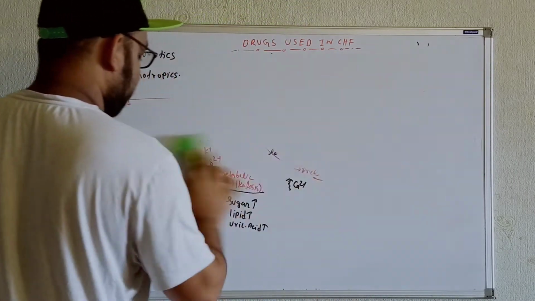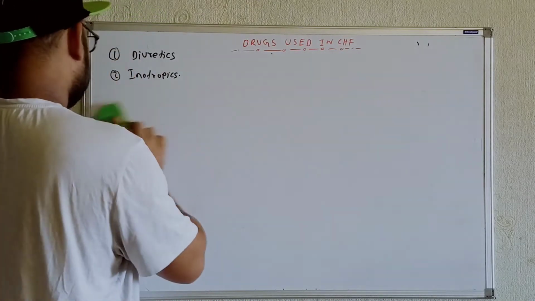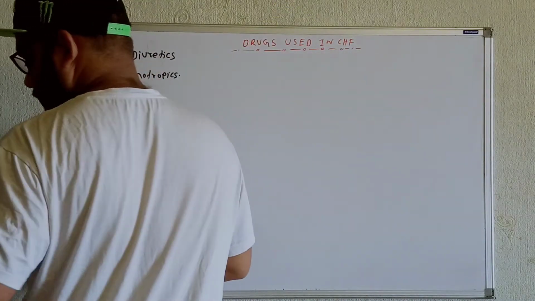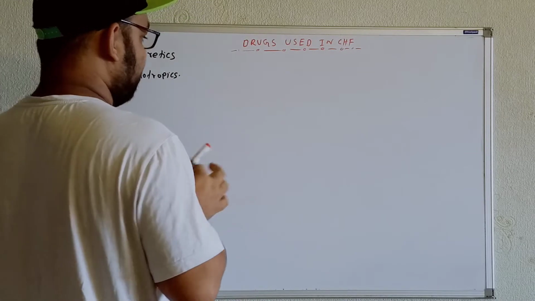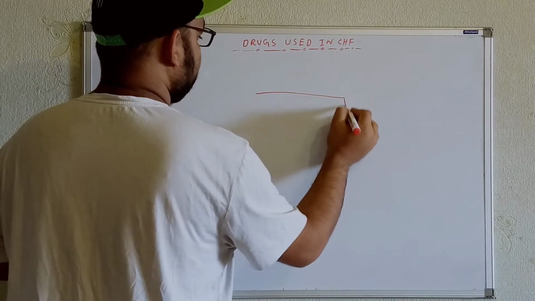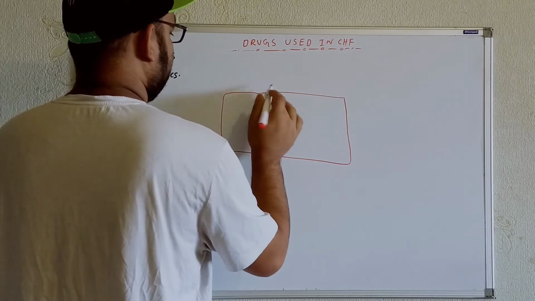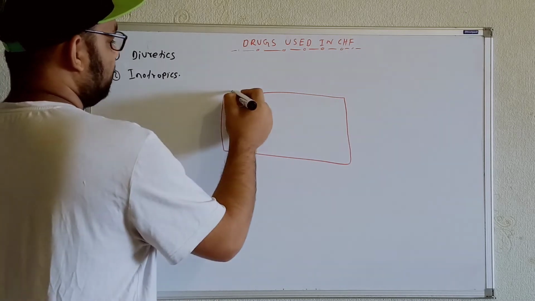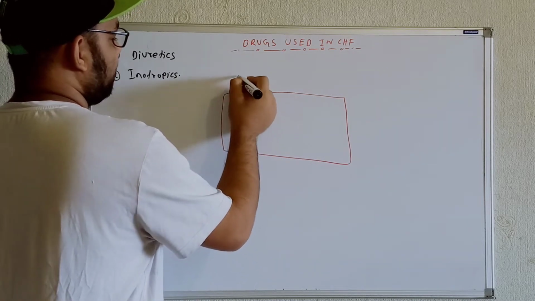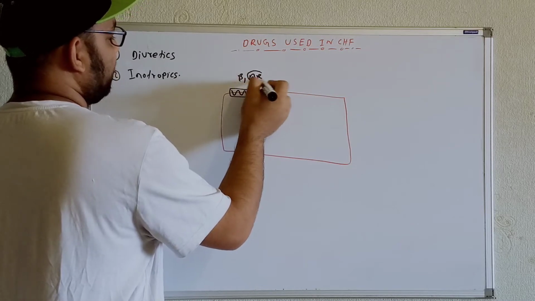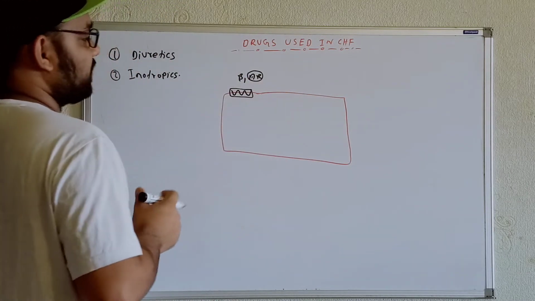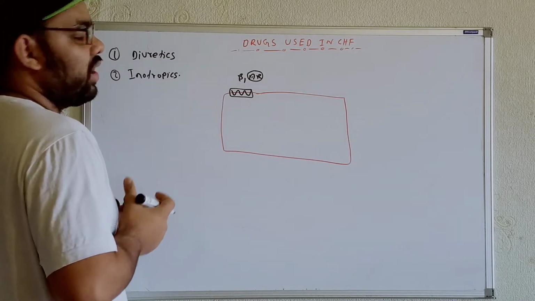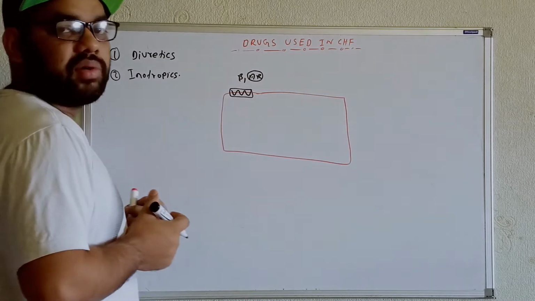Okay, now before starting the inotropic drugs, let me say that we all know that within the heart there is presence of what? Beta 1 adrenergic receptors, right? Now, for example, I am taking a hypothetical cell within the heart over here. We know there is the presence of beta 1 adrenergic receptors. If we stimulate the beta 1 receptors, that will cause the contractility of the heart. That is responsible for contractions of the heart.